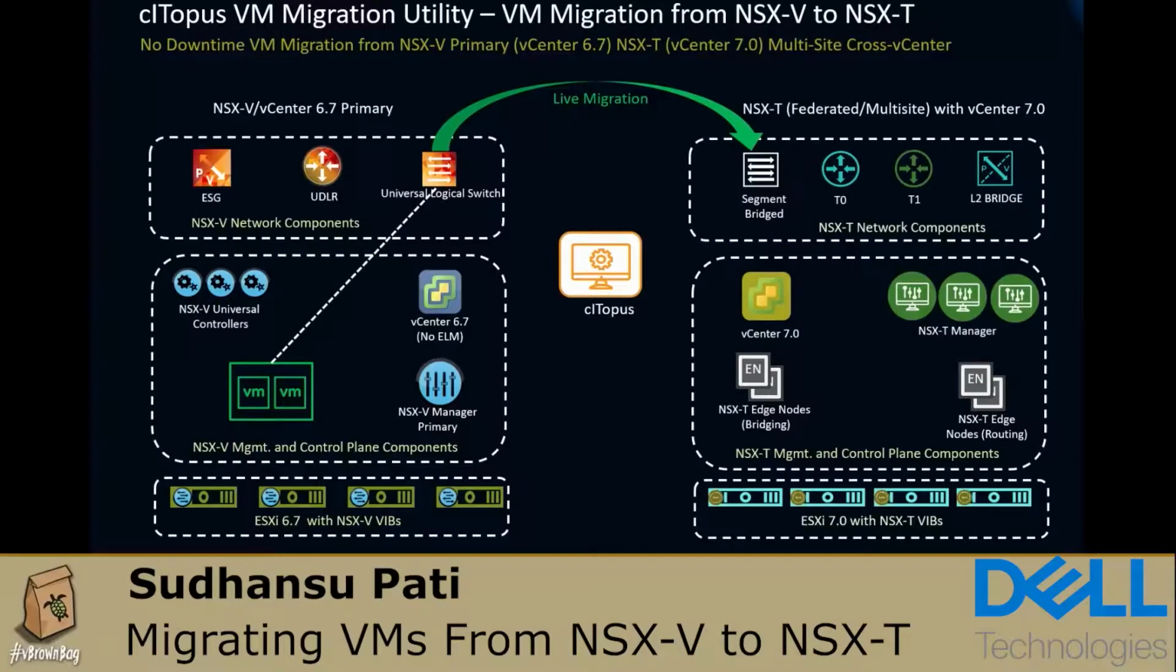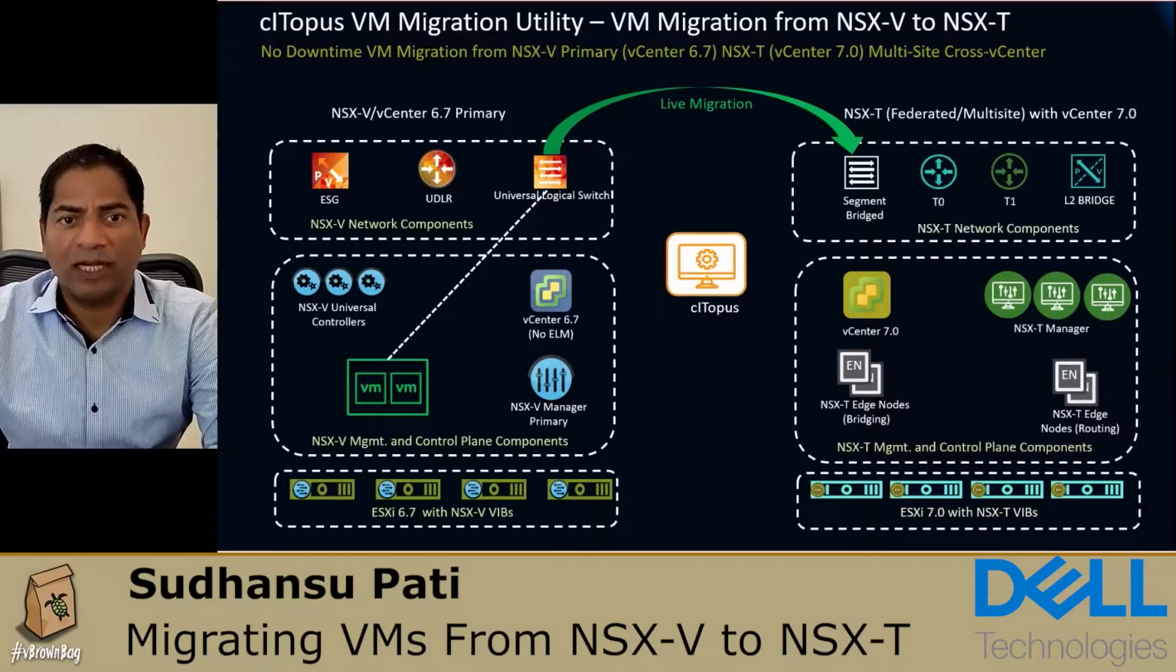This is a specific use case where our customers are on NSX-V 6.7 with a vSphere 6.7 environment, but they're going to a different vCenter 7.0 that's registered with NSX-T. This is a very common scenario where the customers are employing a lift and shift, rather than an in-place, migration approach to migrate from V to T. So how does this migration look, and how does cITopus help with that process? And I will do a demonstration of that as well for you.